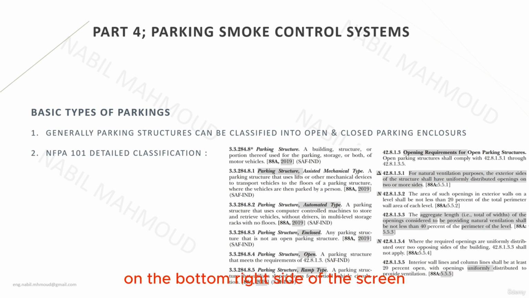And the last paragraph on the bottom right side of the screen, which is paragraph number 42.8.1.3.5, states that the interior wall lines and column lines shall be at least 20% open, with openings uniformly distributed to provide ventilation. And this is also quoted from NFPA 88A, which is related to the parking structures. And this is the official definition of the open parking enclosures, or this is the opening requirement that is usually required by the majority of the international codes and standards in order to classify the parking as an open parking enclosure.